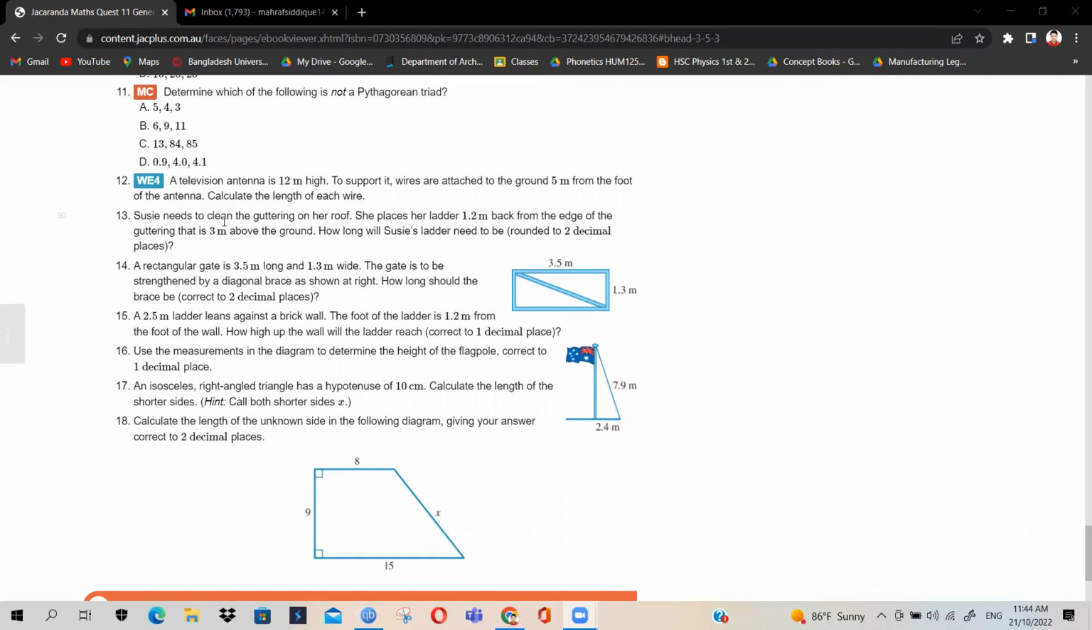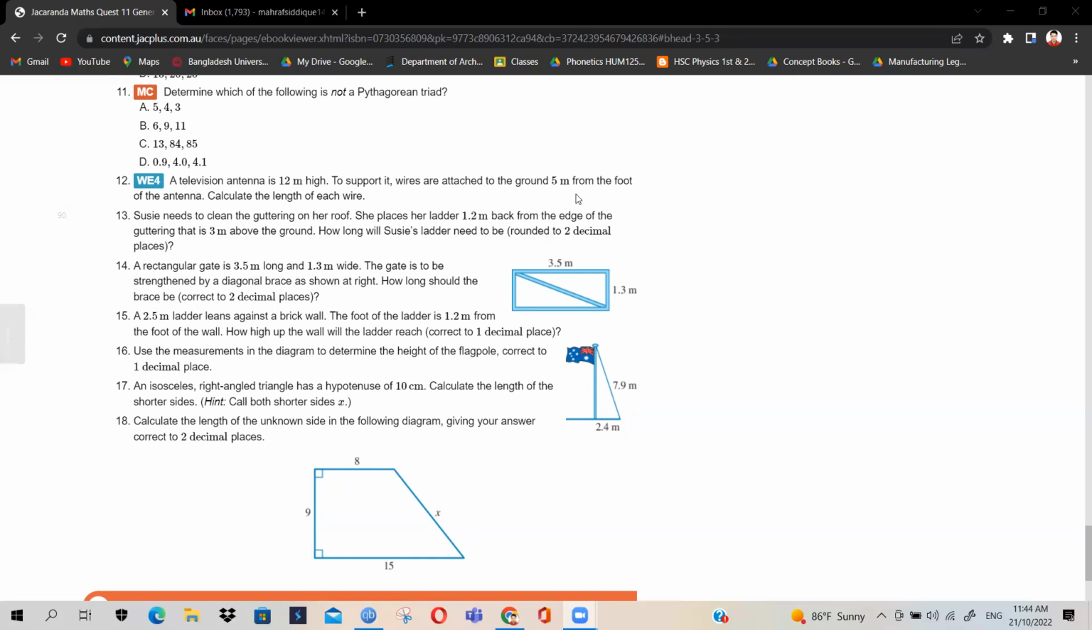Susie needs to clean the guttering on her roof. She places a ladder 1.2 meters back from the edge of the guttering, which is 3 meters above the ground. How long will Susie's ladder need to be, rounded to two decimal places?